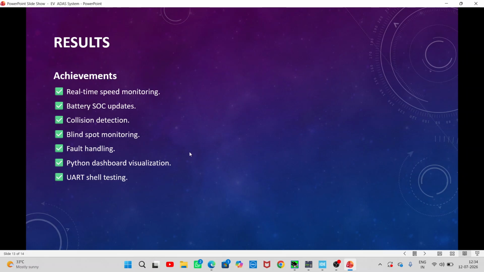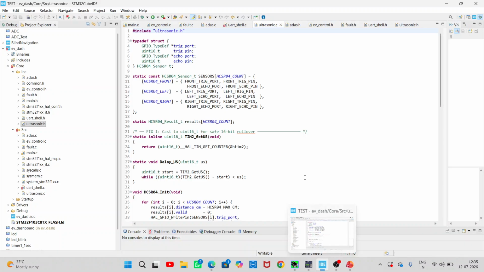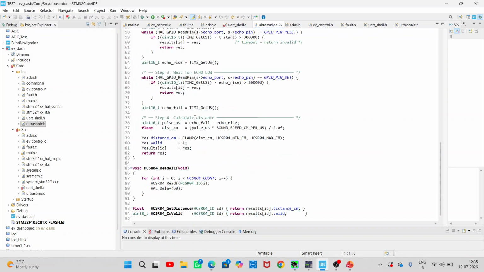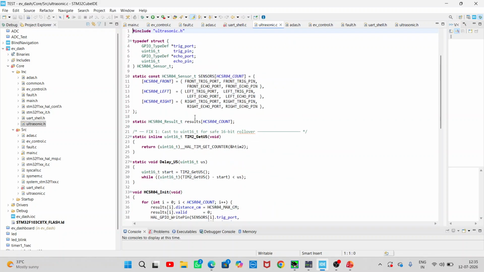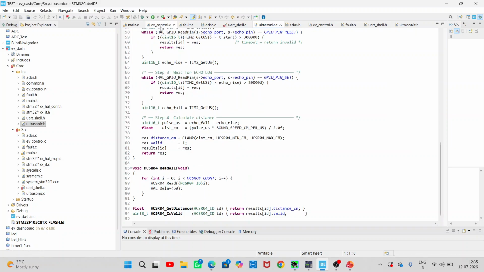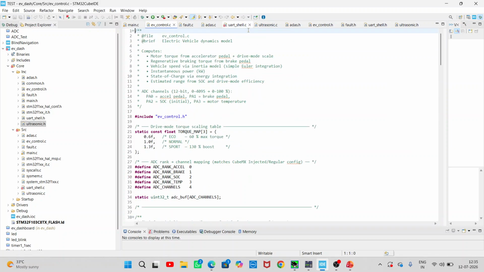Now I'm going to demonstrate my project. I open the code that I have. It's main.c. Here we have function definitions and key control.c. So many files, C files, header files and source files, I have. This is the code I implemented.